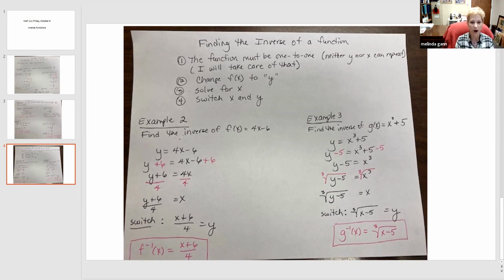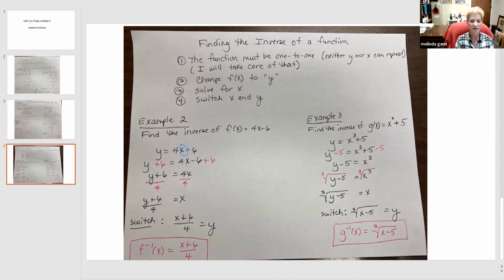So this is the way the problem would be on your homework and kind of on a test. Find the inverse of this function. So the first thing I did was change f of x to just y. All right, so that's what step 2 means. Then it says solve for x. So I want to get x by itself.